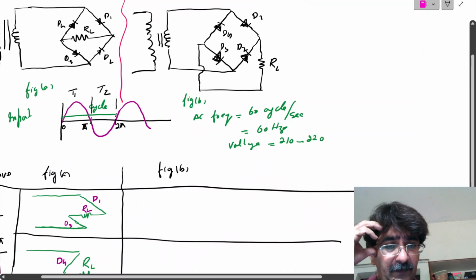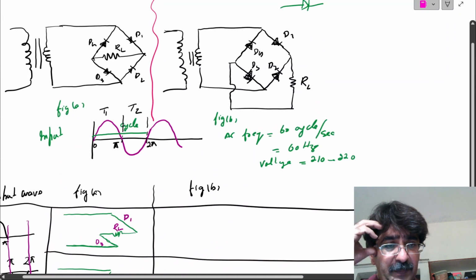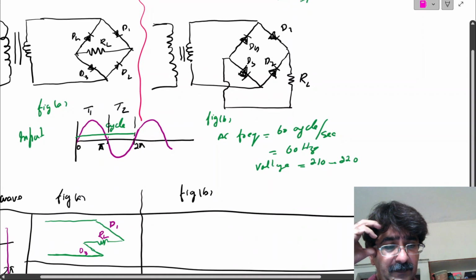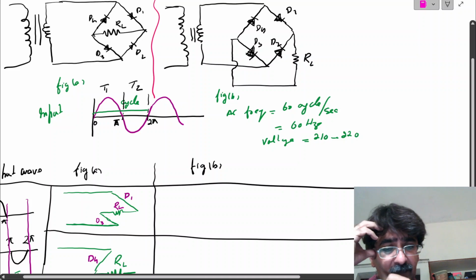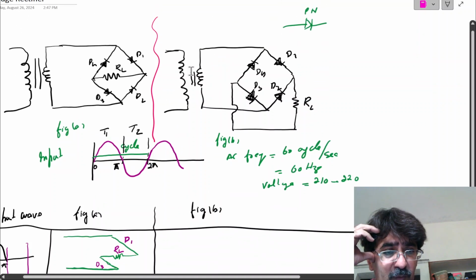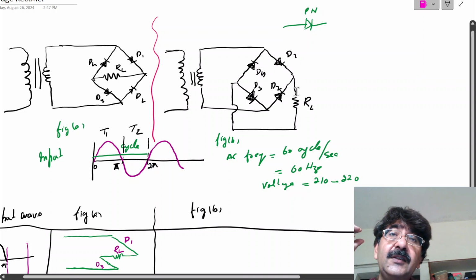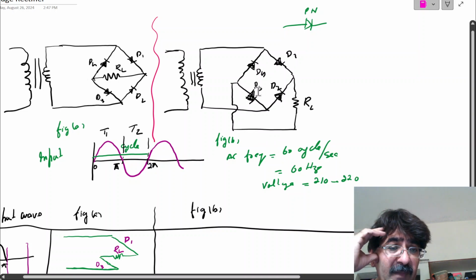If we try to understand the working of circuit 2, Fig B: diode D1 behaves as forward biased for the T1 positive wave. D2 will not conduct, because it is the positive part. The current will pass through the load resistance, then move through D3, not D4, as I already explained for circuit 1: D1 to D3, not D4.